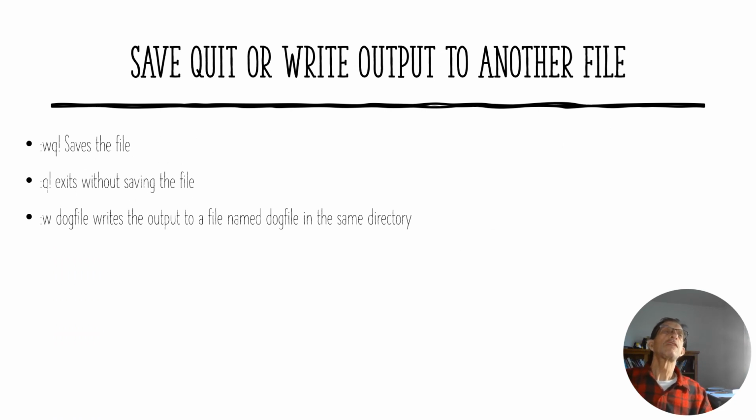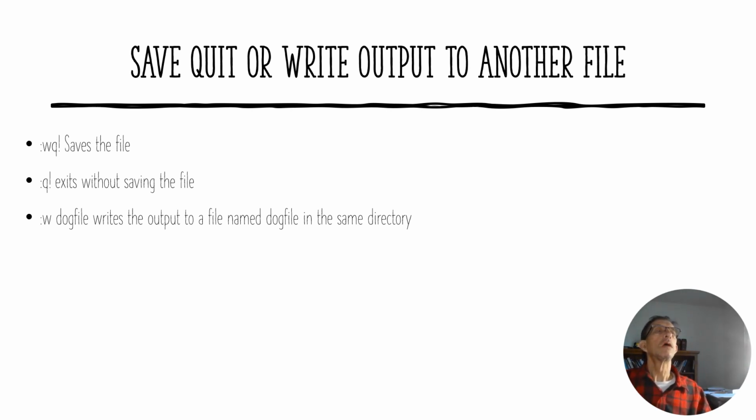Now, the next thing is we need to save the output, or we can quit without saving. You say, I messed up, I don't want to save it. Or we can write the output to another file. If you just put :w, it just writes out to the same file, so it overwrites the file that you're in.